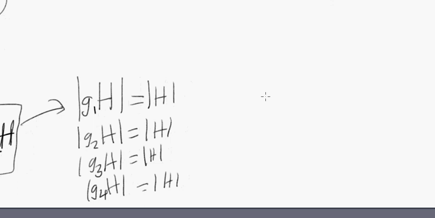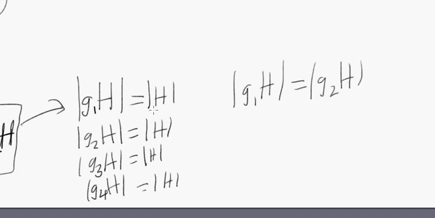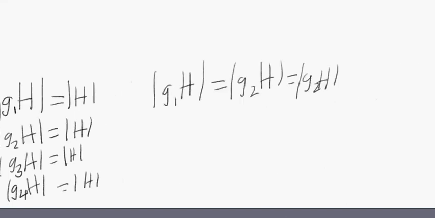The consequence of this would be that g1H has the same cardinality as g2H. That's kind of clear, right? Because if they all have cardinality H, then all of them have the same cardinality. So right there we would come to the following conclusion: all these cosets have the same cardinality.